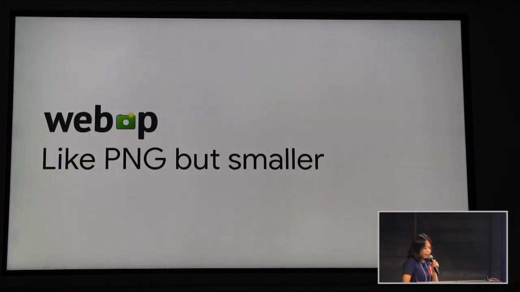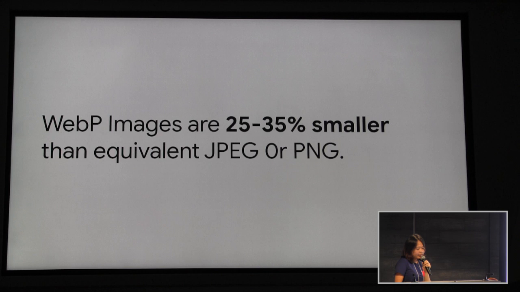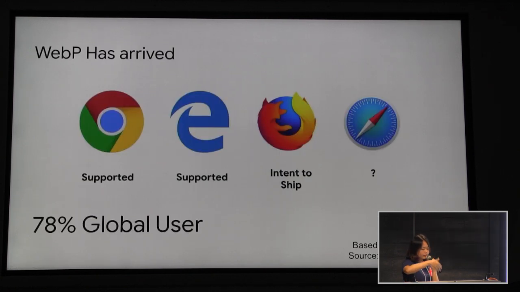Next thing is about WebP. WebP is a file format. It's like PNG, but it's smaller. Why do I say it's like PNG? Because it supports transparency. So WebP images are 25 to 35% smaller than JPG and PNG with the same quality. WebP has already arrived in Chrome, Edge, and Firefox will implement it soon. But it's not arrived in Safari. It's okay, because these three browsers account for 78% of global users.